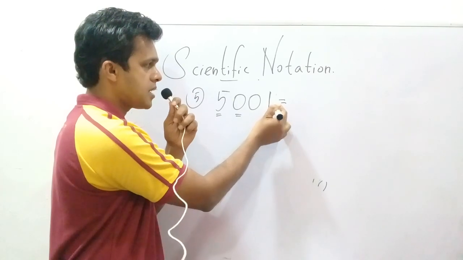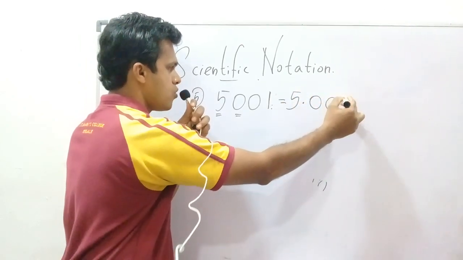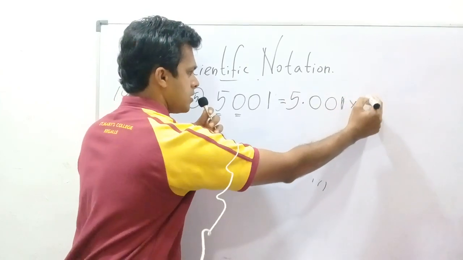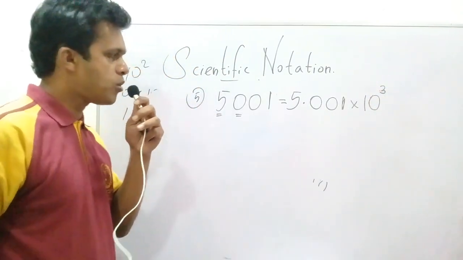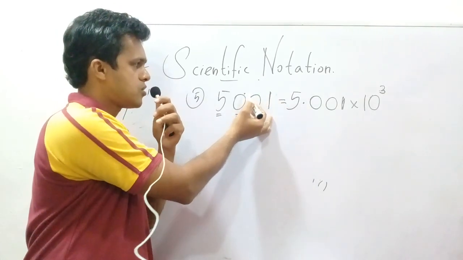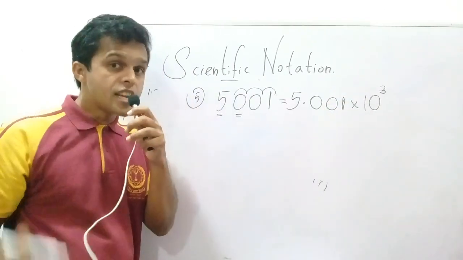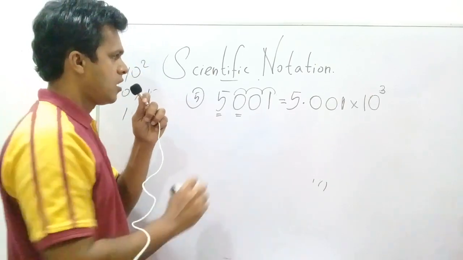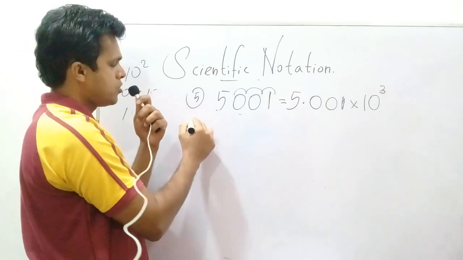The decimal point is coming, passing 1, 2 and 3 digits. So 5.001 into 10 to the power, what is the answer? 10 to the power 2 or 3? Yes, 10 to the power 3. What is the reason for that? The decimal point passes 3 digits, 1, 2 and 3. Because of that, here it is written as 10 to the power 3. How do you write this one?